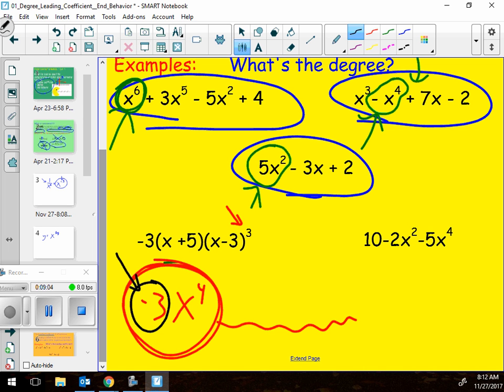this is the lead coefficient. What does the coefficient do? Well, it tells us simply one thing. The coefficient is the number that's on the lead term.